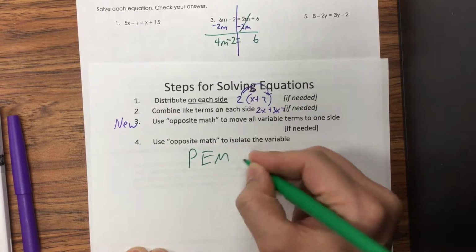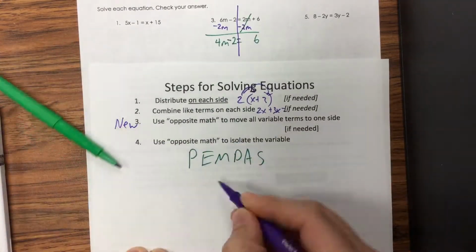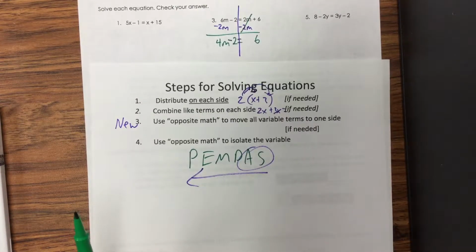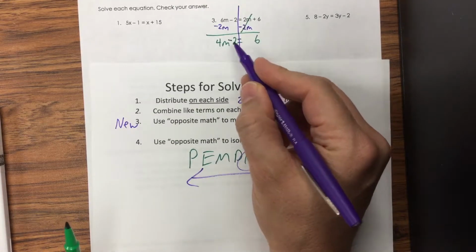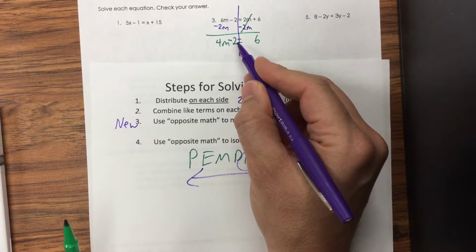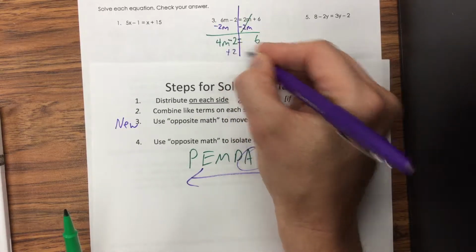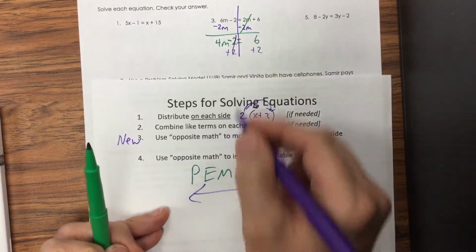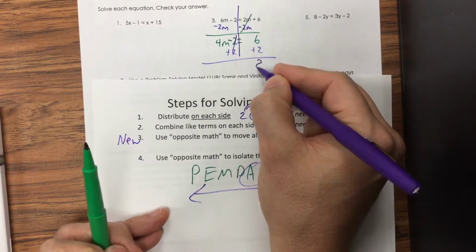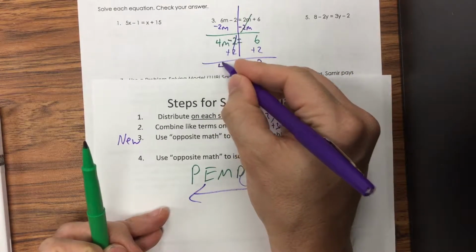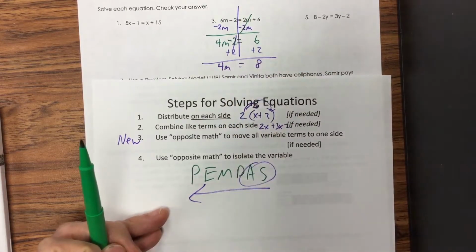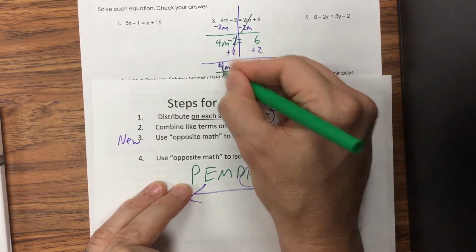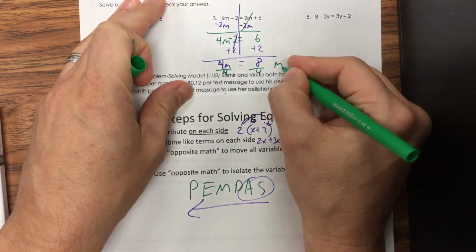Remember, we look at it this way. PEMDAS going backwards. So I'm looking for anything that I'm adding or subtracting, and I'm subtracting a 2. That's the one I choose to move first, not the 4. So now I do opposite math, plus 2 plus 2. That cancels. 6 plus 2 is 8. All I have left on this side is 4m. 4m equals 8. Divide by 4 on both sides. And m is equal to 2.